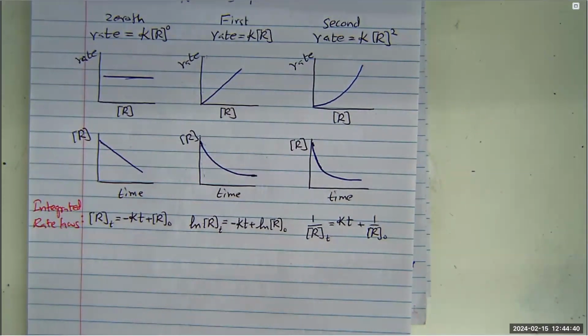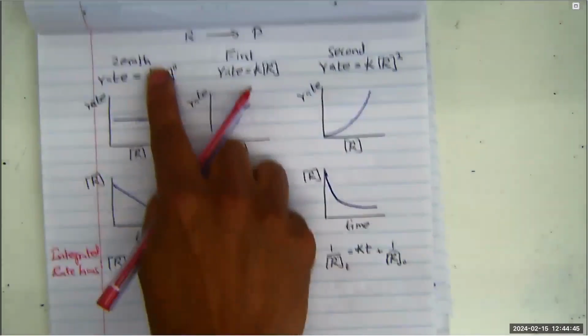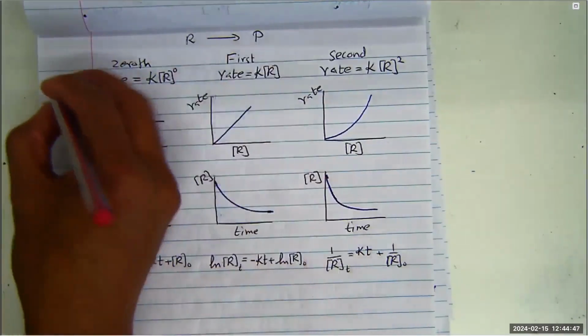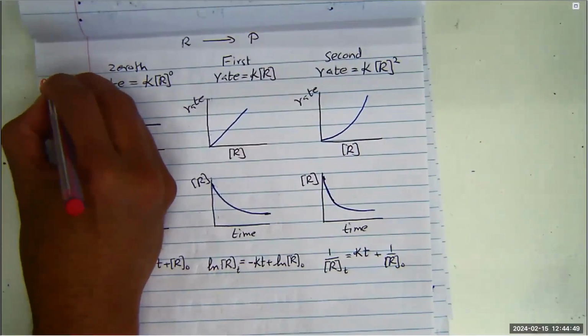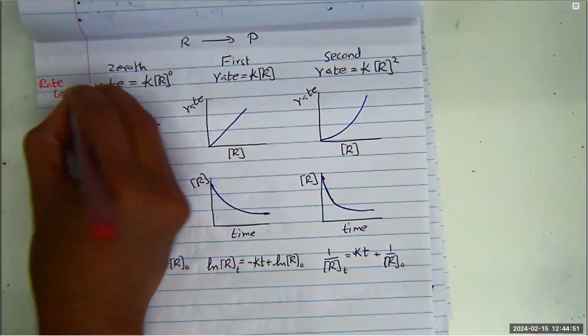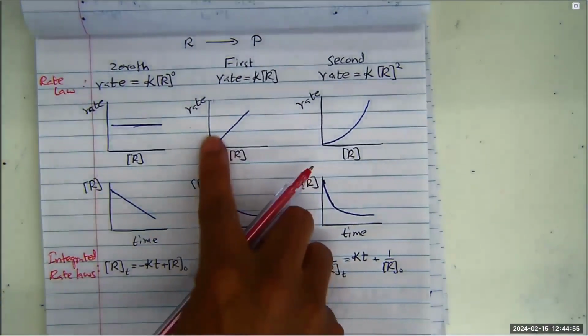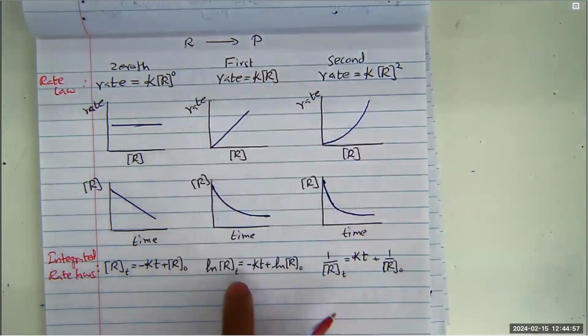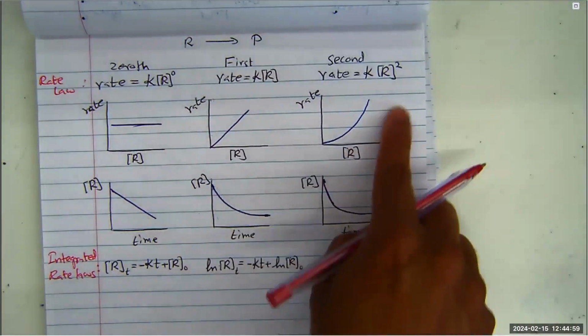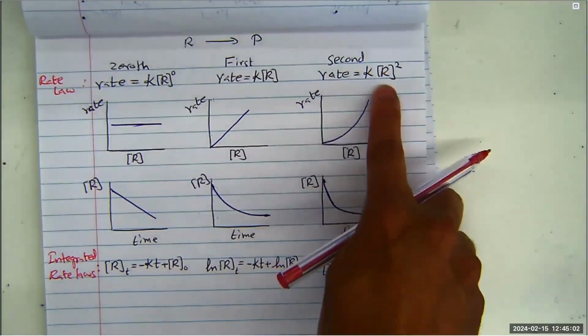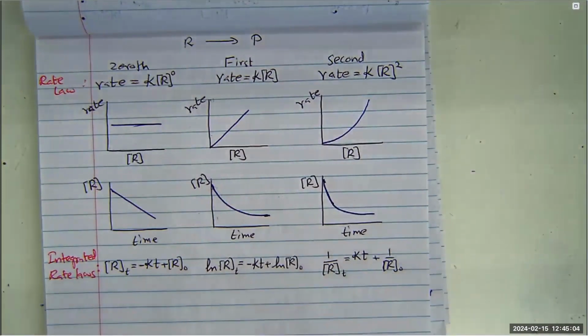One of the questions I was getting was, I have trouble deciding which equation to use. So if it is 0th order, here's the rate law. Let me write that too. And here's the integrated rate law. And if it is first order, here's the rate law. And here's the integrated rate law. If it is second order, here's the rate law. And here's the integrated rate law.